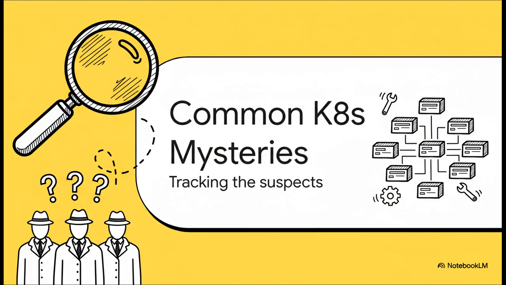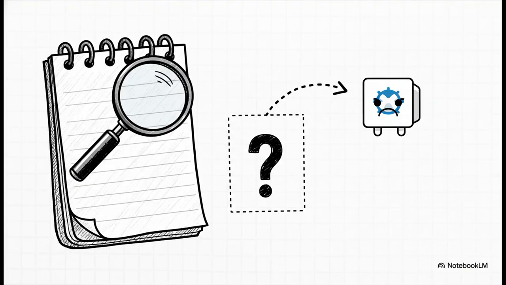Okay, strategy? Check. Tools? Check. Now let's actually put them to work. We're going to take everything we've just talked about and solve some of the most common Kubernetes mysteries. Let's go track down the usual suspects. First on our list is a real classic. I call it the case of the missing image, but you probably know it as image pull back off.